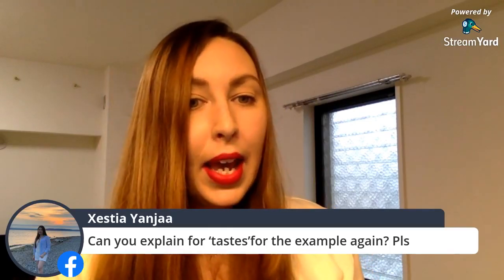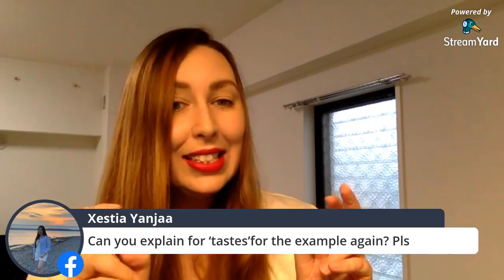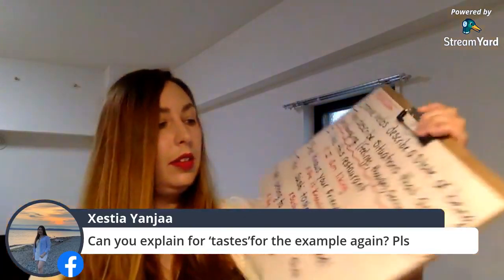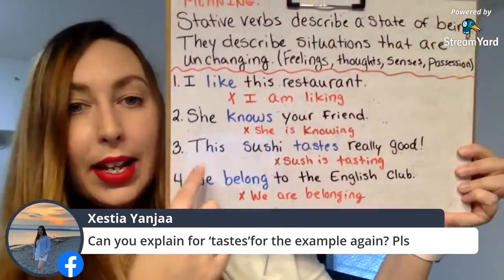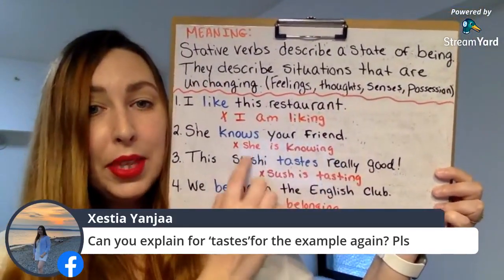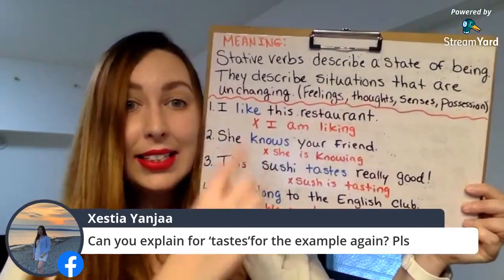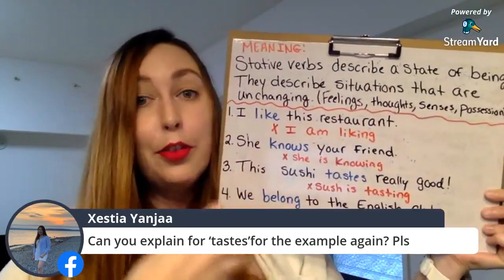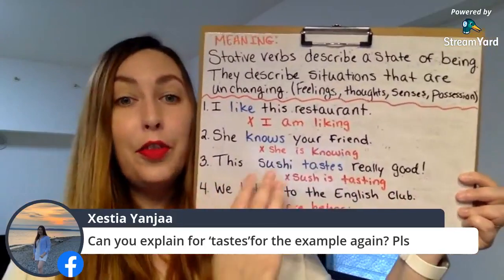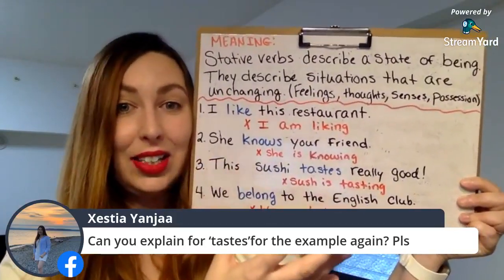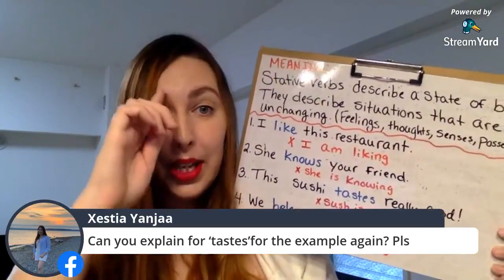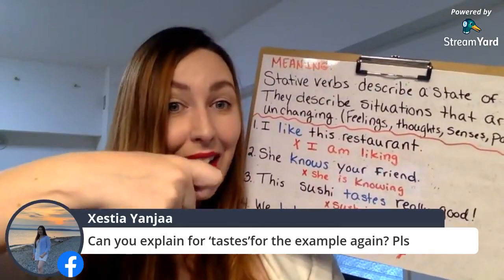Zestia, is that how you say your name? Can you explain for tastes for the example again, please? Yes. So taste, in this example that I have, this sushi tastes really good. So when we talk about something's taste, the taste is unchanging. This is like the flavor that you are experiencing, right? So the flavor doesn't change. The taste doesn't change. However, we can use taste as a dynamic verb.